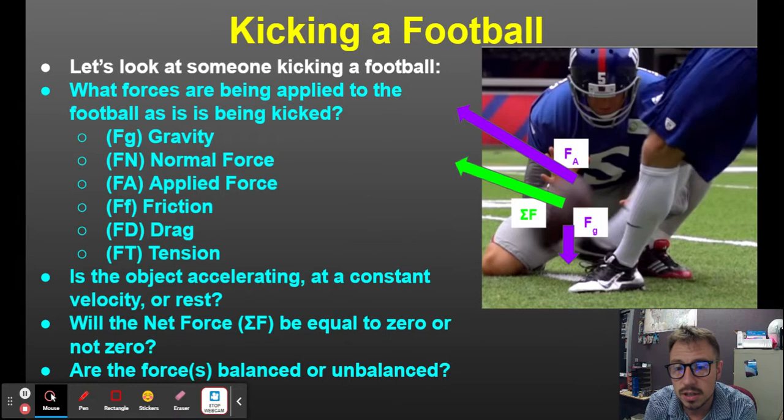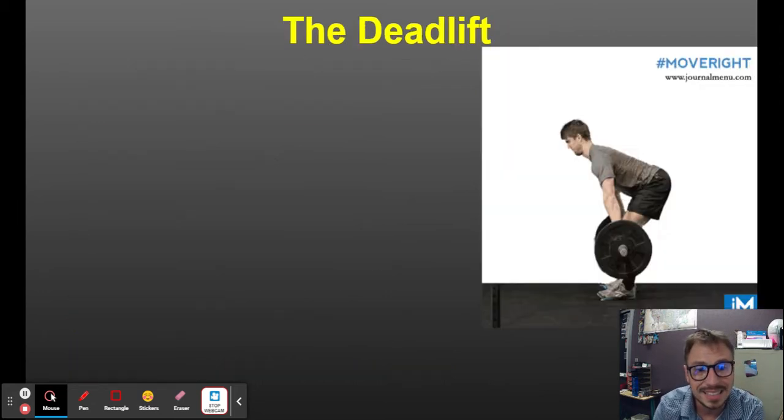So if I look at this, I know the object is going to be accelerating, right? I know it's going to be accelerating because it started at rest when that player was holding the ball, and now it's increasing its speed. And I know the net force will not be equal to zero. There is a net force acting on this because the object is accelerating, and all the forces are going to be unbalanced. There is that unbalanced net force that is causing that acceleration.